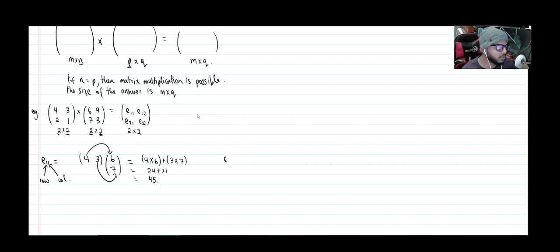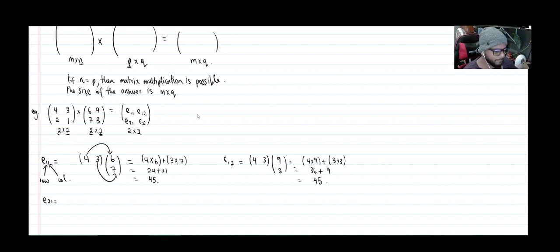Let's see what happens to E12. Again, this E12, the 1 represents the first matrix and it represents the row. So that'll be 4, 3. The 2 represents the column in the second matrix. 9, 3. Again, first by first, second by second. 4 by 9 plus 3 by 3. 9 4s are 36 plus 3 3s are 9. Here we get again 45.